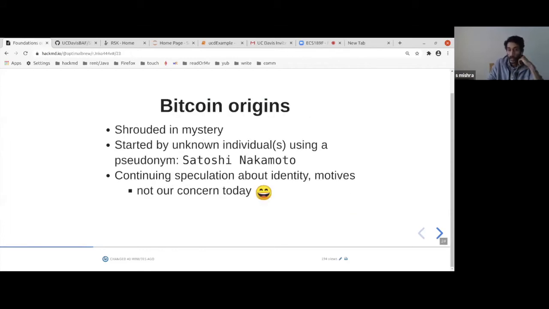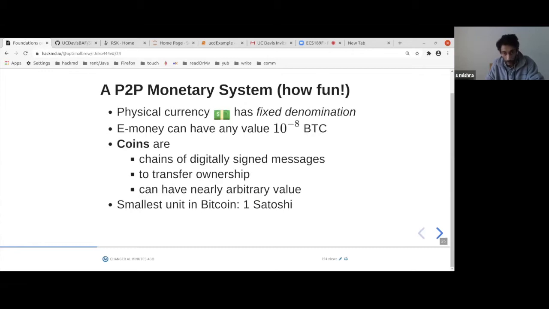A lot of folks are very interested in the history of Bitcoin and the motivations and who founded it. Was it an individual or a group? I really don't care so much about it. I do care about the motives, but not the identity. So we'll not get into the speculative stories or if Craig Wright really is or isn't Satoshi. But what we will think about is it's a fun idea, a peer-to-peer monetary system.